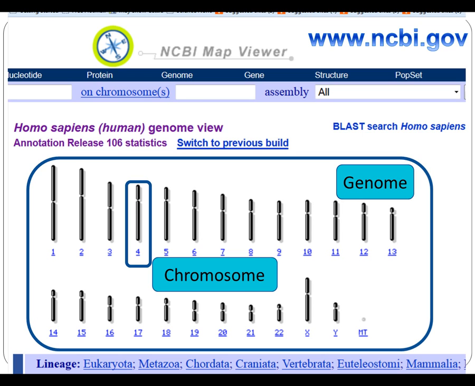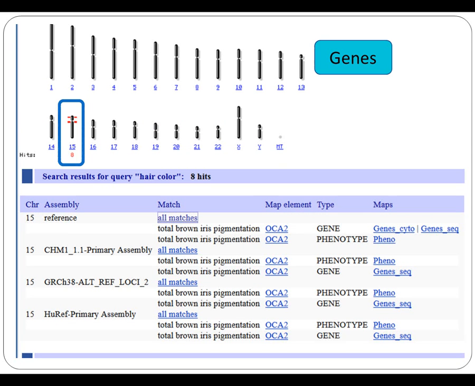So if we look at a single chromosome, within a section of a chromosome, a sequence of nucleotides codes for individual genes, G-E-N-E-S. It's not your blue jeans, right? Your genes.